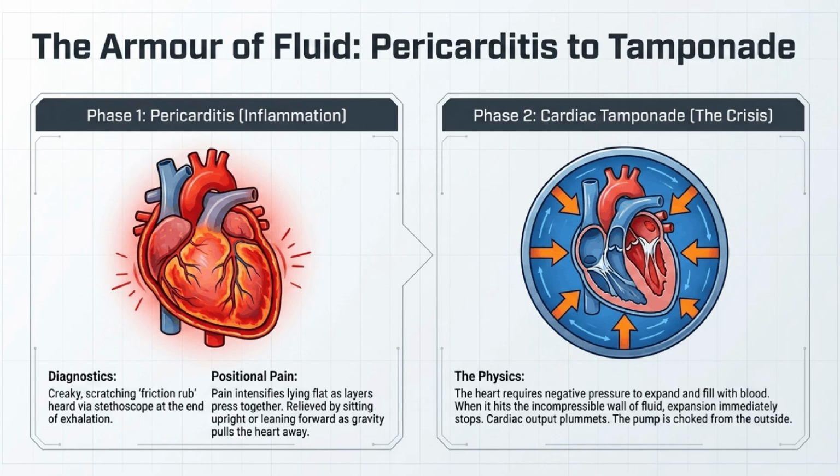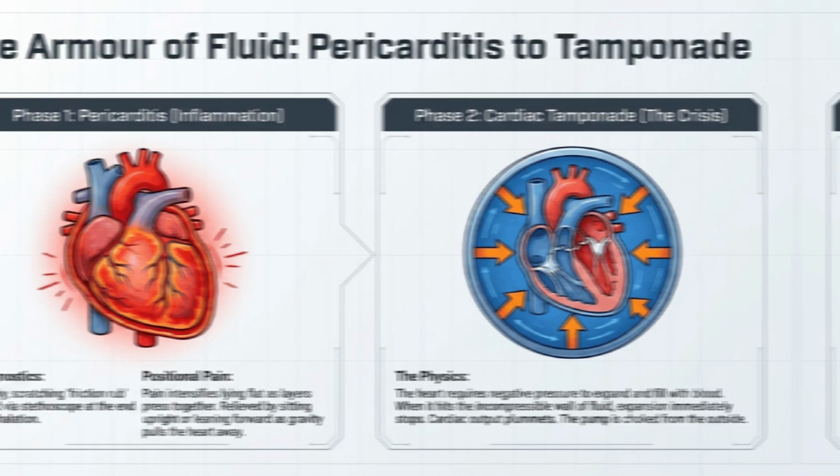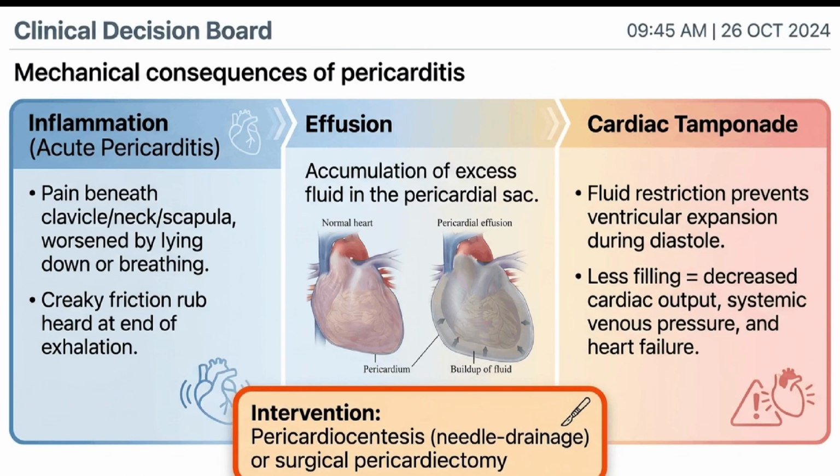But the true clinical danger here is a complication called a pericardial effusion, right? Yes. This is when the inflammation causes a rapid buildup of fluid between the two layers of that sac. I sort of picture this like wearing a suit of rigid armor that suddenly starts filling with water. Like the heart wants to expand to pull in blood during its resting phase, but it physically hits a wall of fluid. When it hits that wall, we enter a state called cardiac tamponade.